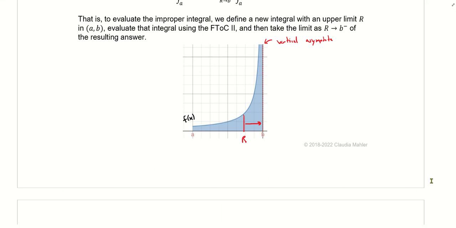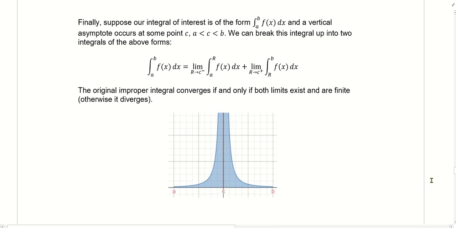Now, finally, we have that type C that's a little bit more involved. Let's say that rather than a vertical asymptote occurring at one of the endpoints, we have a vertical asymptote that occurs at c, where c is some point between a and b. So somewhere in our region of integration that's not one of the endpoints.